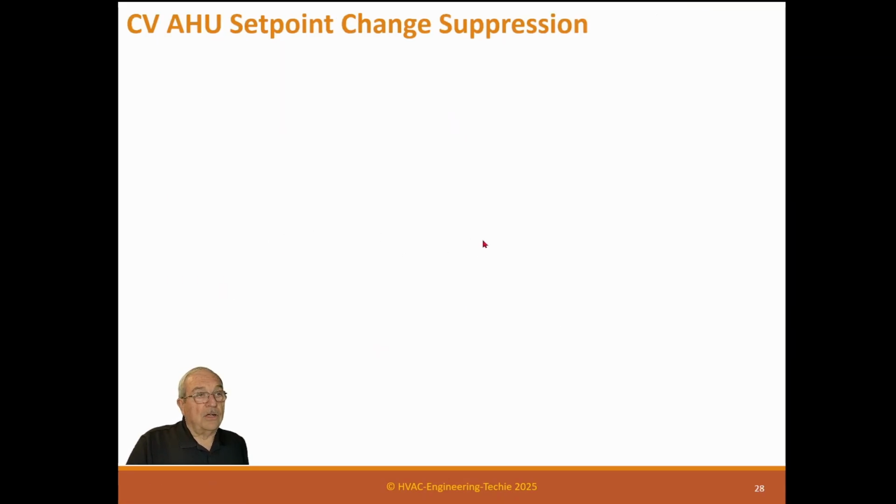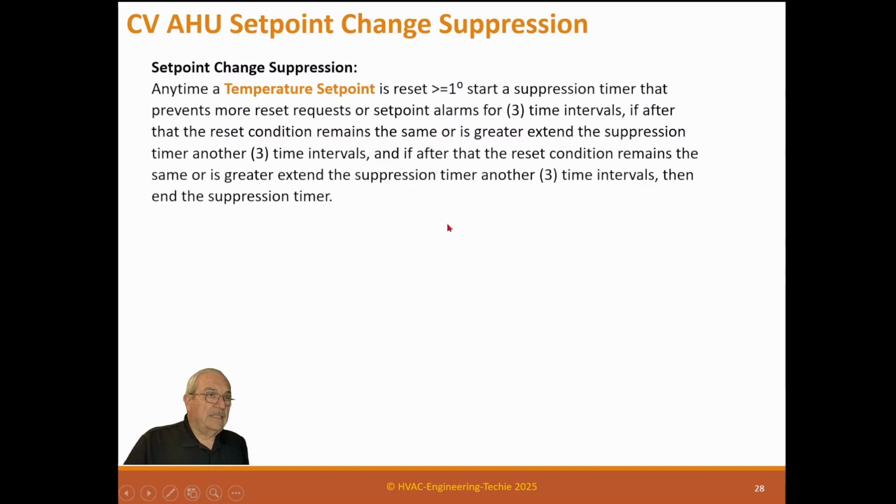All right, so now we're going to talk about constant volume air handler set point change suppression. Now what we're doing here is, anytime a temperature set point is reset greater than or equal to 1 degree, start a suppression timer that prevents more reset requests or set point alarms for 3 time intervals. If after that the reset condition remains the same or is greater, extend the suppression timer another 3 time intervals. And if after that the reset condition remains the same or is greater, extend the suppression timer another 3 time intervals. Then end the suppression timer.